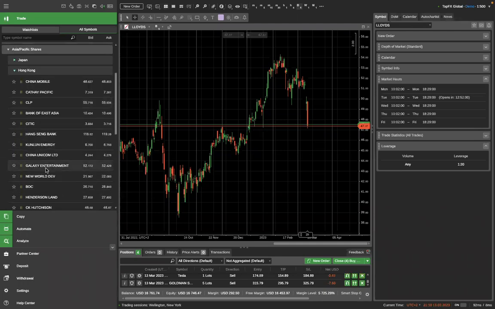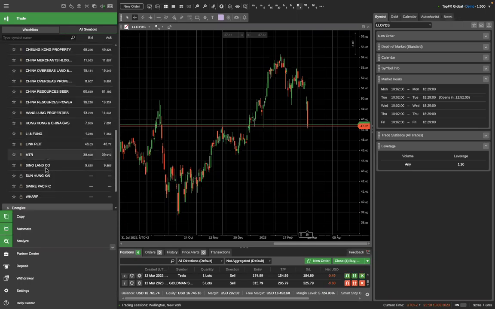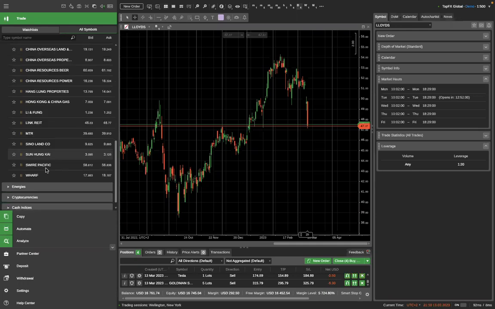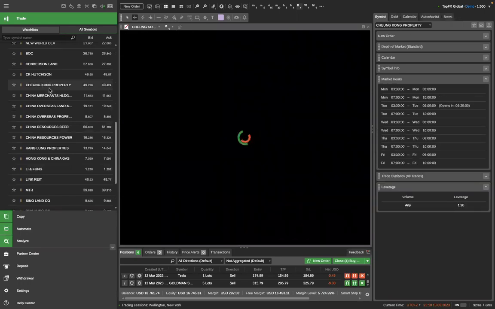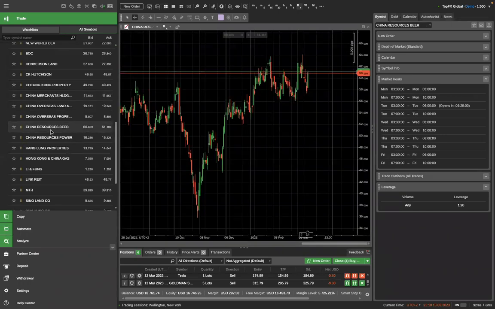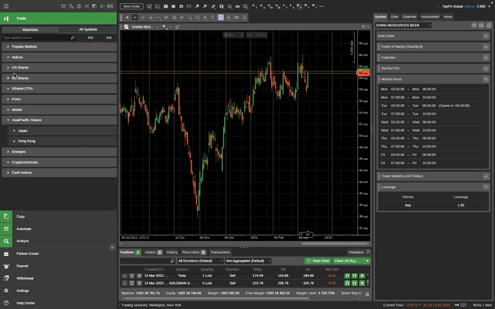that are from Japan, and of course Chinese markets in the form of a bunch of shares from the Chinese stock market. You got something which is called Cheung Kong Property. You got China Mercantile Holding. You got China Resources Beer. As you can see, different sectors, different markets, different kinds of industries are represented here in the Asia Pacific shares option. So you can of course choose this market to trade.